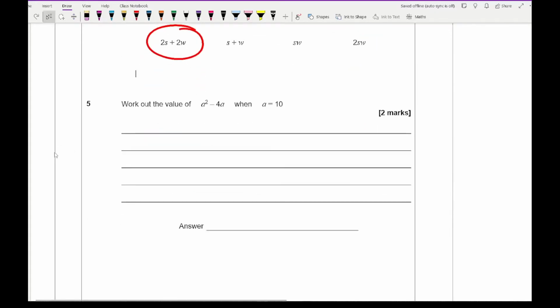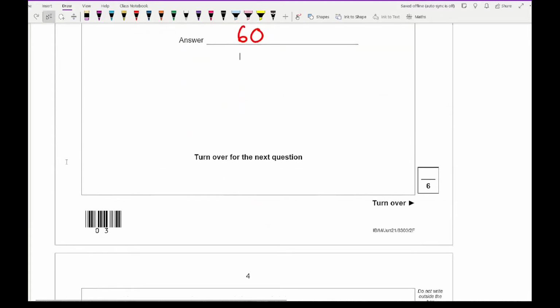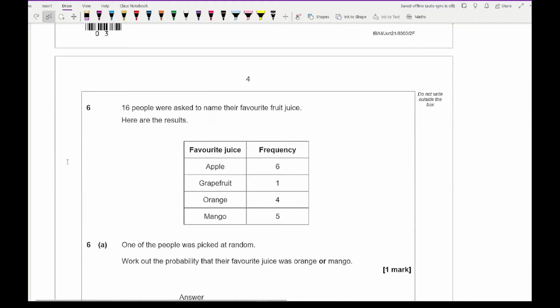Then for question 5, it says work out the value of a squared plus a minus 4a when a is 10. So here we're going to just substitute a equals 10. So we've got 10 squared minus 4 times 10, which is 100 minus 40, which gives us an answer of 60.